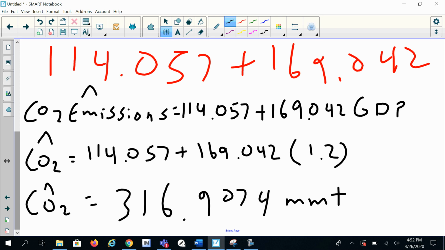Okay. So that's how we use the equation to make predictions. Once again, very, very simple. You're just timesing a number by something else and adding another number to it.